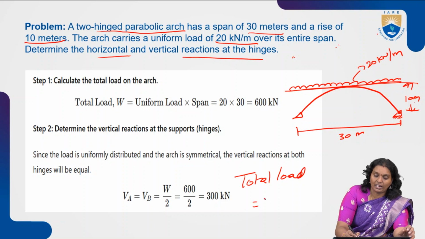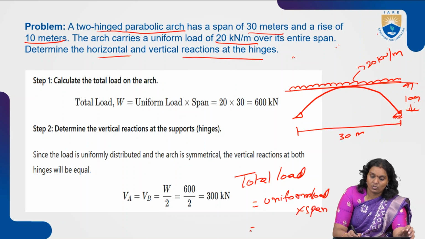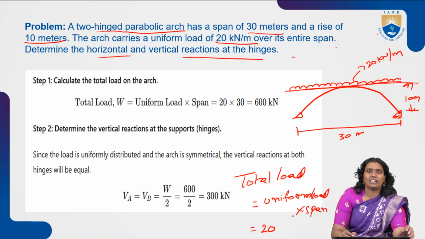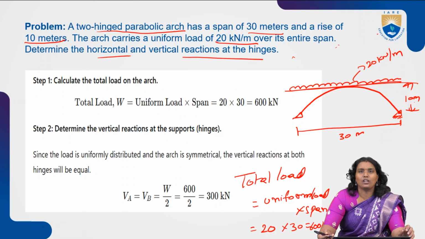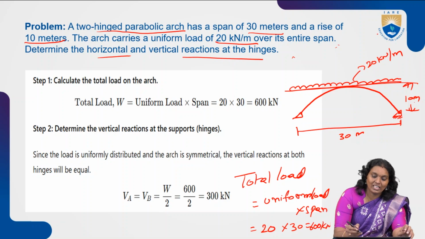Total load is nothing but the uniform load. It is a uniformly distributed load multiplied by the span length. So here the uniformly distributed load is 20 kilonewton per meter multiplied by 30. The total load is equal to 600 kilonewton. Once we get this total load, that is equal to W.